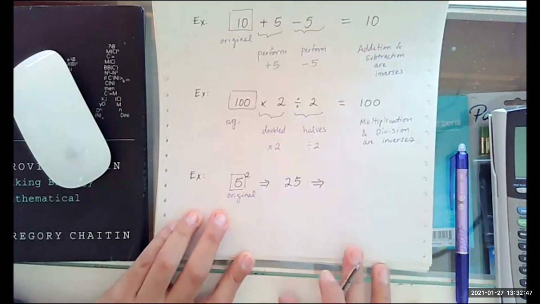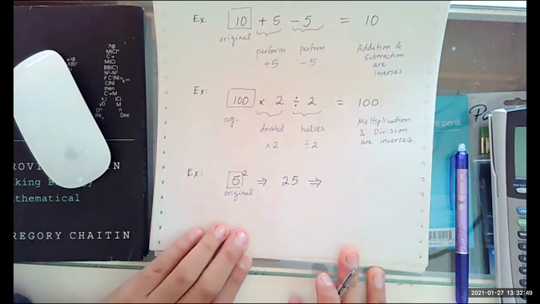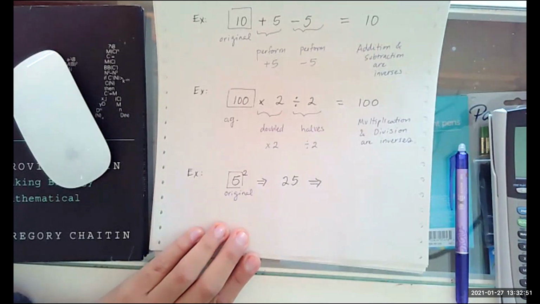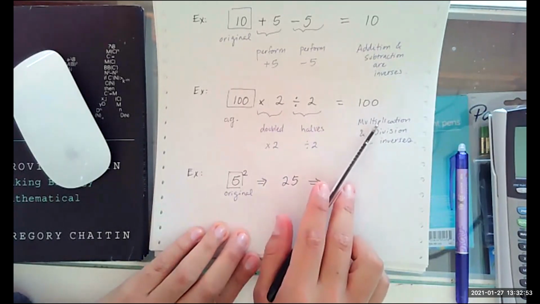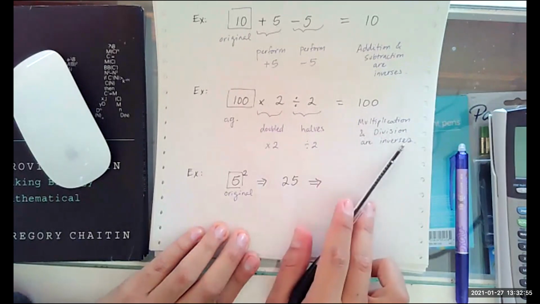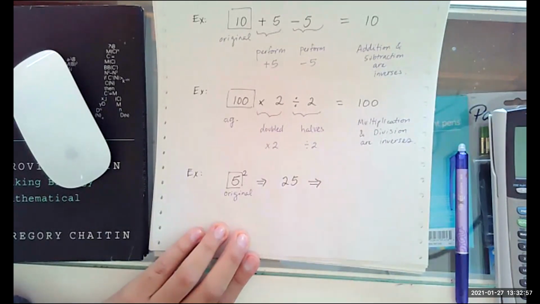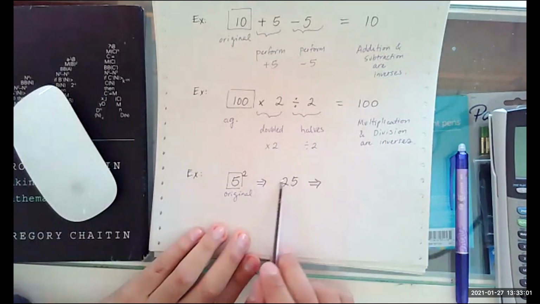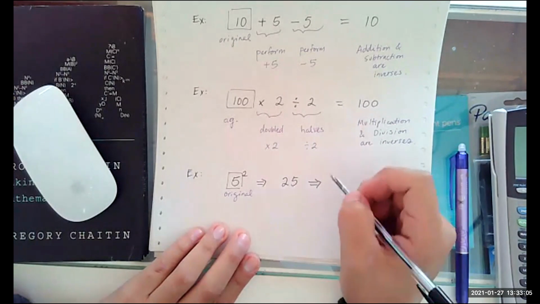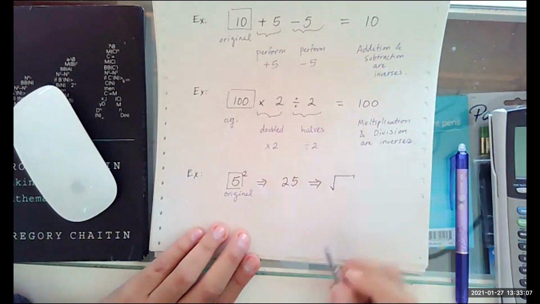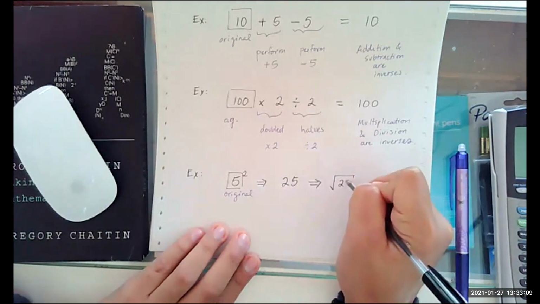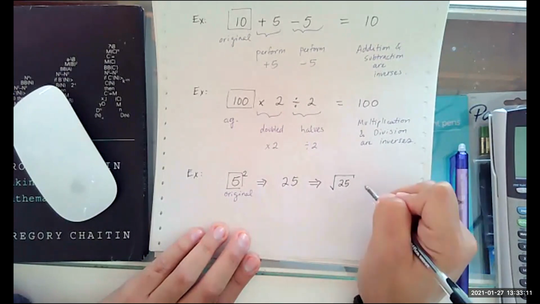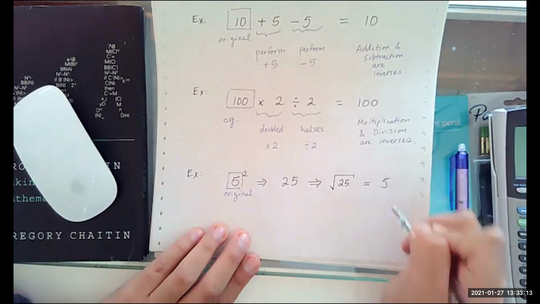Does anybody know? Square root. So somebody said divided by 5, but we really think about multiplication and division as being inverses. We need to introduce a new operation so that we can transport this back to 5. And that operation is going to be taking the square root of 25, which gives you 5.